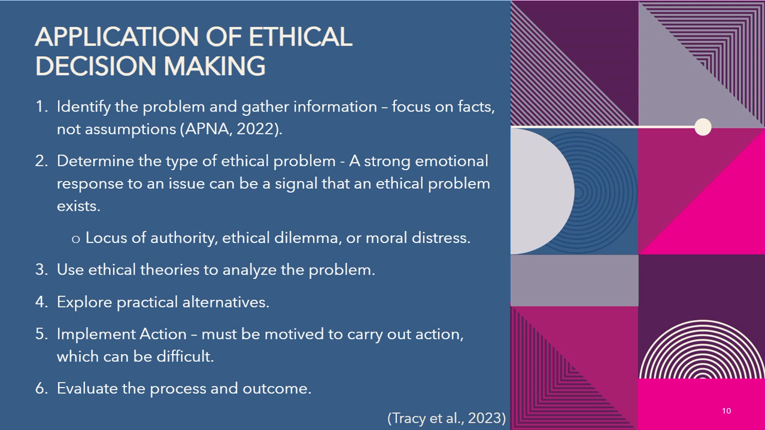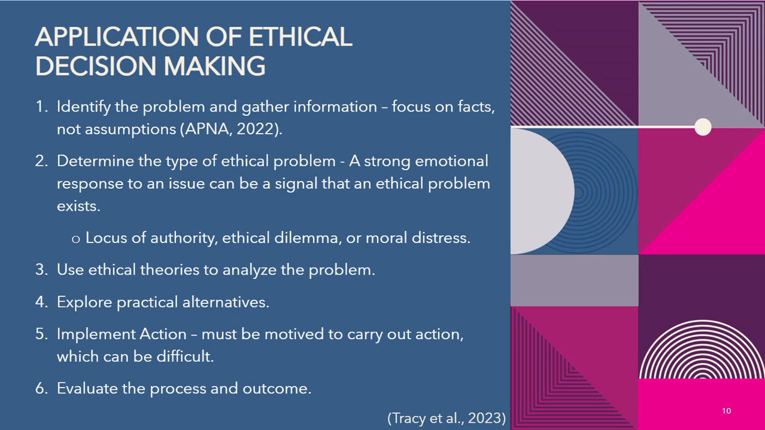Applying the ethical decision-making process. First, we want to identify the problem and gather information. Focus on facts, not assumptions. This can include clinical indications, patient preferences, quality of life, or contextual factors. The APRN should not stop here. Second, determine the type of ethical problem. A strong emotional response to an issue can signal that an ethical problem exists.